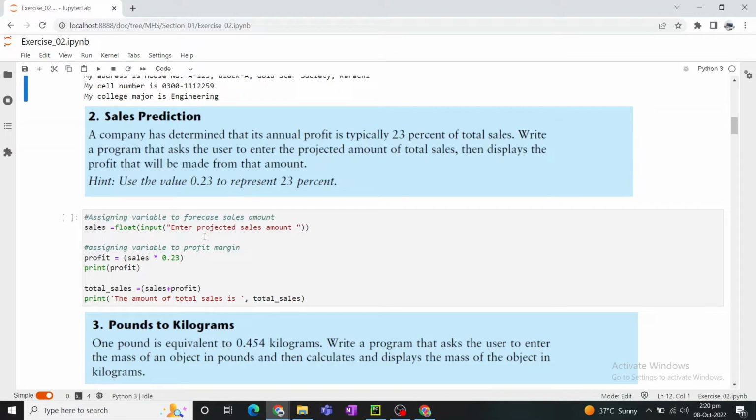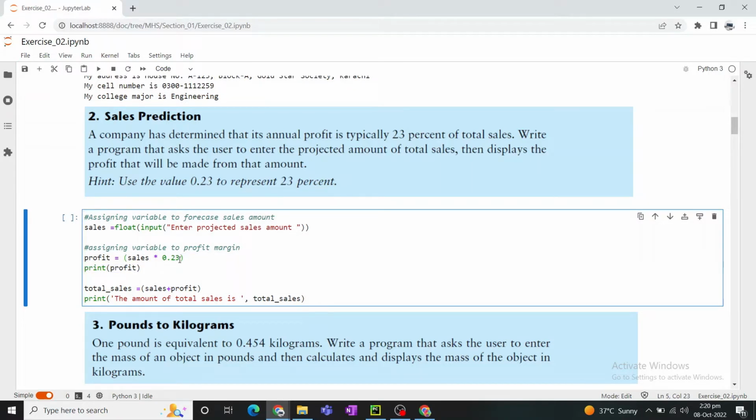Okay, so over here we have to enter the sales amount and the profit. We have to calculate the profit based on the percentage they have given us, that is 23%. So in Python we have to enter it as 0.23 because we are not using any percentage sign over here. So 23% in decimal form, you have to enter as 0.23, that is a fraction.